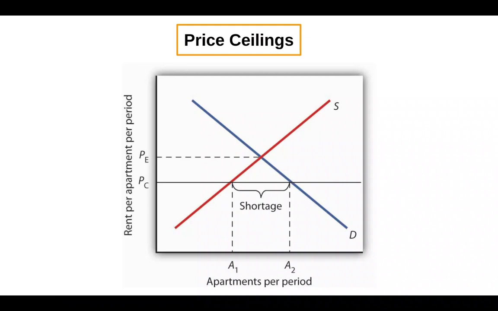So this creates some winners and losers. Obviously, one of the losers here are sellers, because they're now getting a lower price for the apartments than what they were able to get before. Another loser are the buyers of apartments that cannot find an apartment because there's a shortage. The ones who can are going to win because they get a lower price if they can find one. So that's the idea of a price ceiling in terms of the graph.